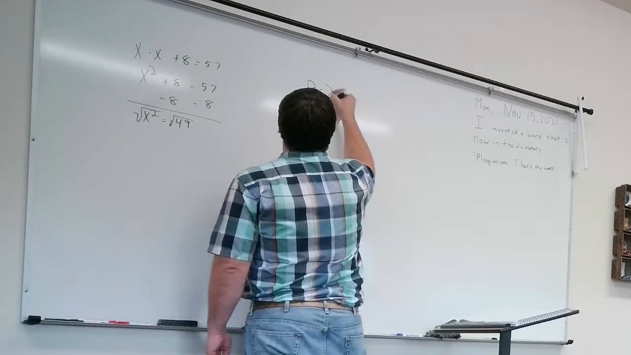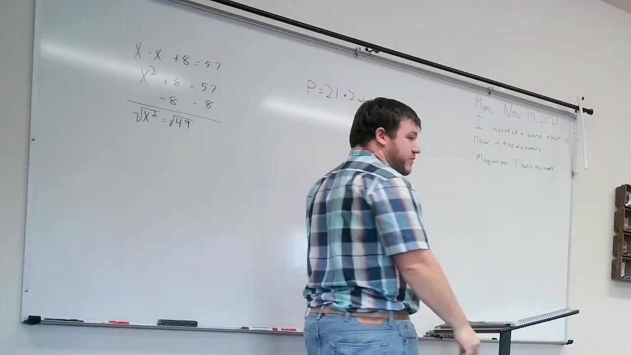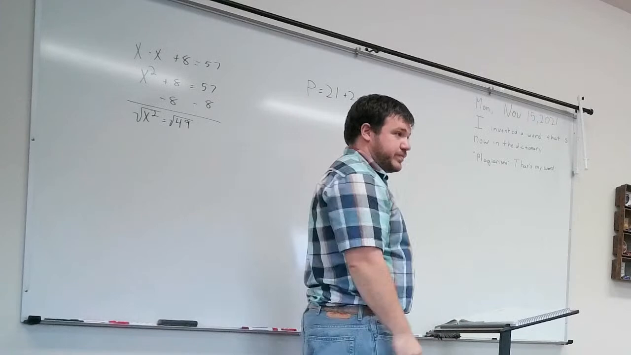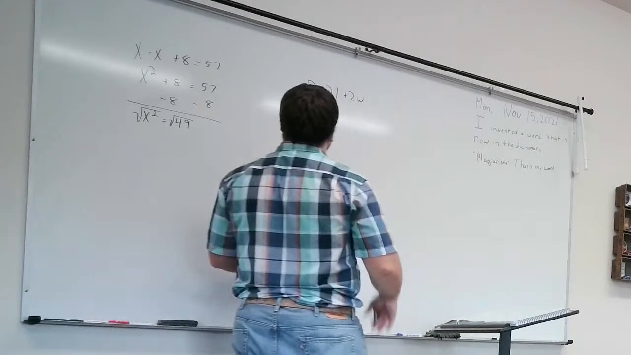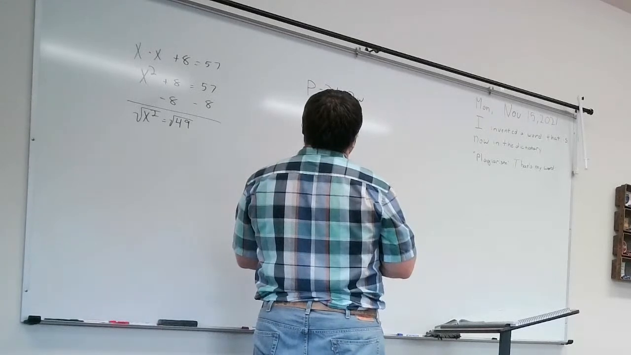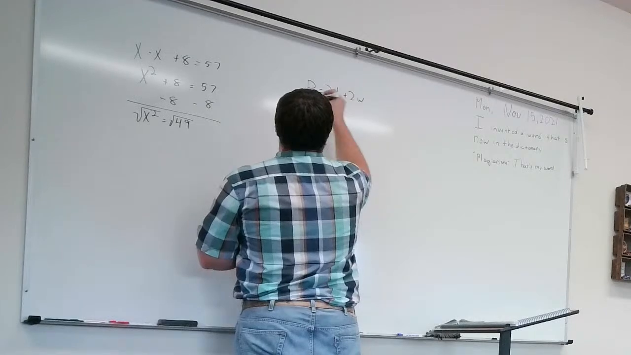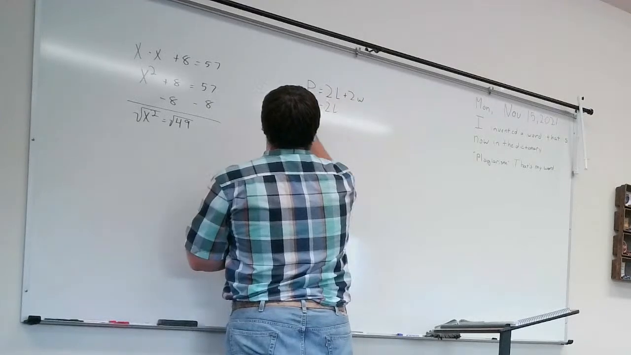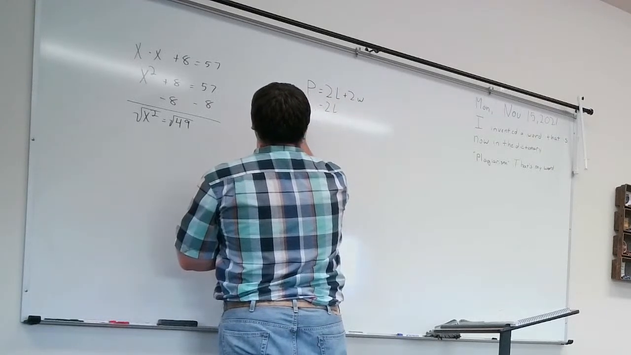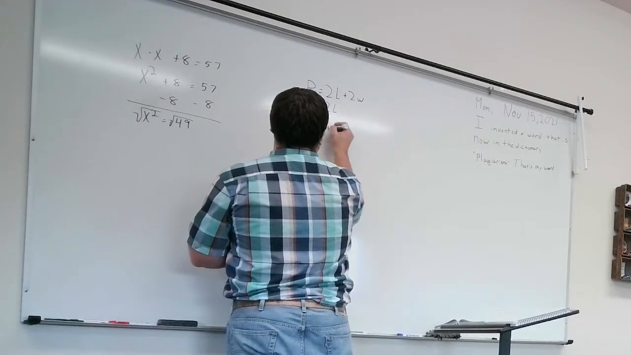Perimeter equals 2L plus 2W. And we want to solve this for W. Okay? So first things first, what do we do? First we subtract 2L on both sides. So the way we write this is P minus 2L equals 2W. Now what?